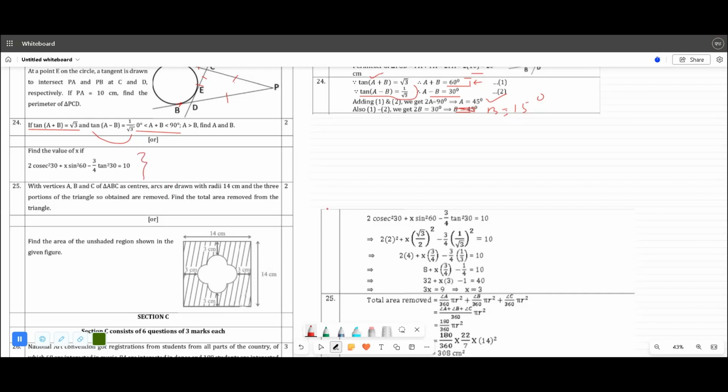अब आप इसको यहाँ नीचे किया हमने, 2 cos² 30 प्लस x sin² 60 माइनस 3/4 tan² 30 इज इक्वल टू 10. अब इसमें आपको x की वैल्यू फाइंड करनी है.